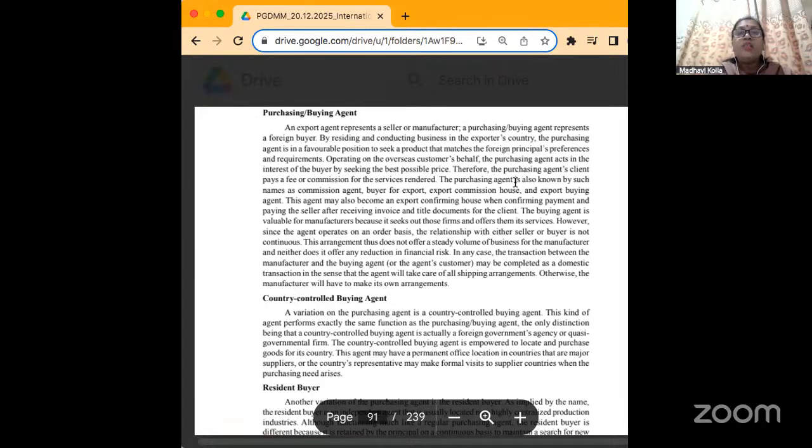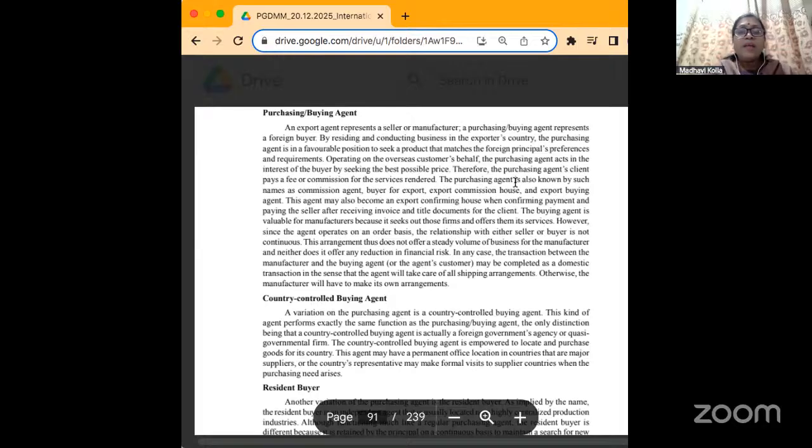So here, because they're residing and conducting business in the exporter's own country, the purchasing agent is in a favorable position because, one, they know the local market conditions. They know who the competitors are, which products are being sold, at what price, what the variations in the product are, what the technology involved is, and how the reception to such products is. So they have a lot of marketing insights, and that is why a purchasing or buying agent can pick and choose which products to actually select so that they can sell them in their country.